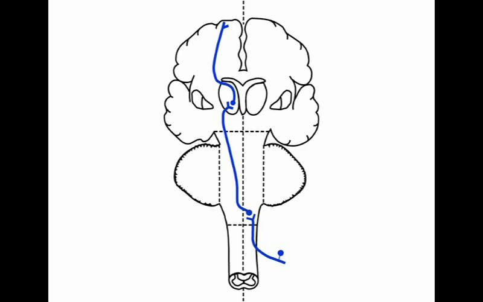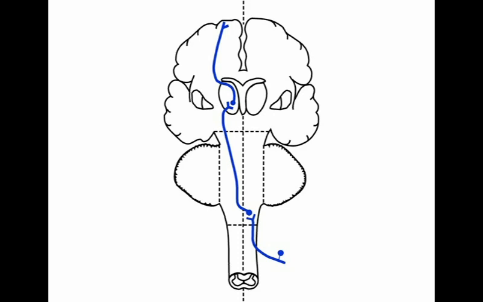The dorsal column-medial lemniscus system. The axons from the first order neurons located in the dorsal root ganglion enter the dorsal root entry zone and then ascend in the dorsal columns on the same side of the cord until they reach the second order neurons in the medulla.